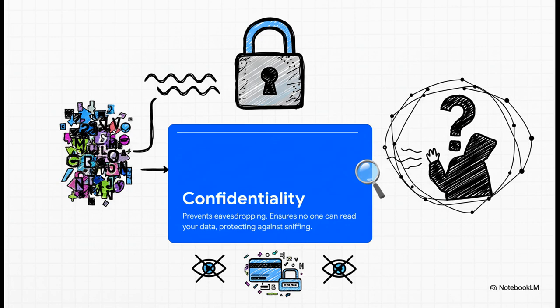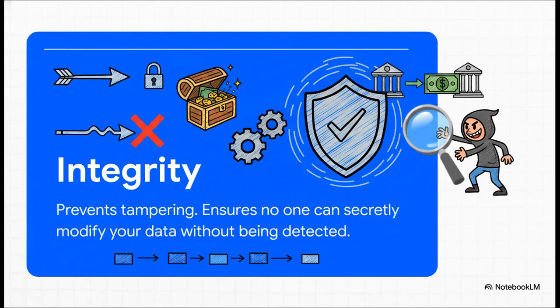First up, we've got confidentiality. This is all about secrecy, pure and simple. It makes sure that when you send your password or credit card info, it just looks like a bunch of random garbage to anyone trying to snoop on the line. No password sniffing here. Next, we need integrity.